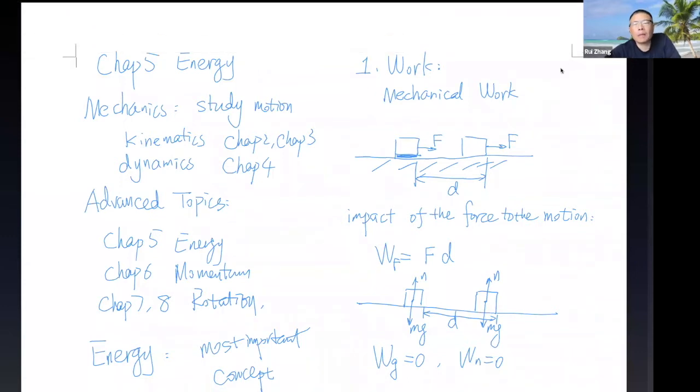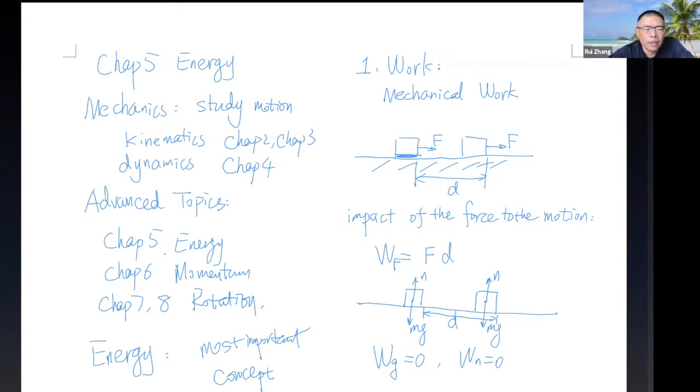So we're talking about chapter 5, energy, right? This is the topic for this week. And so again, the idea is after learning all these basics about mechanics, kinematics, and dynamics, we're going to advanced topics. So for the second half of the semester, we're going to learn those advanced topics, which are basically including chapter 5 and chapter 6, energy and momentum.